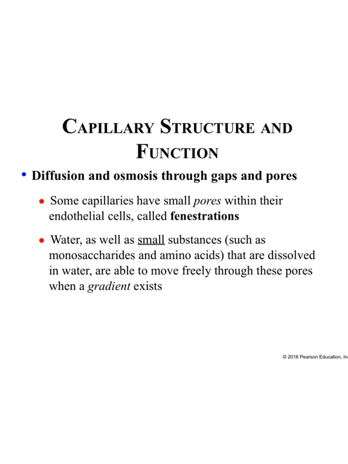Some capillaries will actually have small pores or holes within their cells. We call these fenestrations, small little gaps. So diffusion and osmosis can occur through these small gaps or pores. Water is relatively a small substance as well. So any substances that can dissolve in water can easily move through these pores as well, as long as a gradient is present. So you're always going to go from high to low.